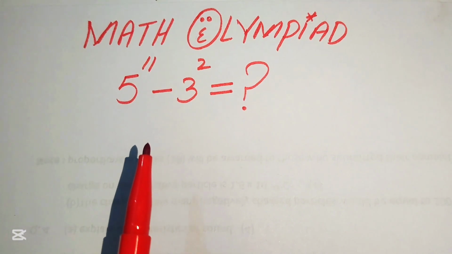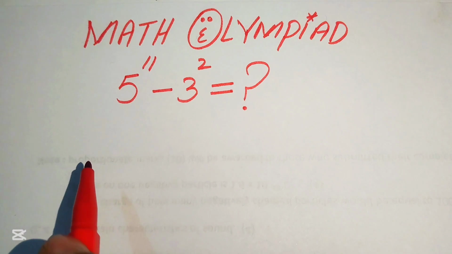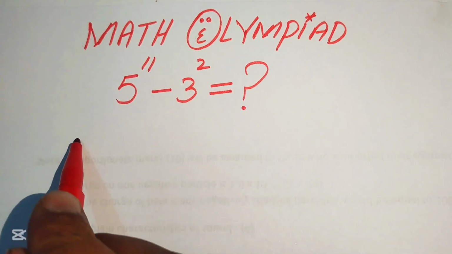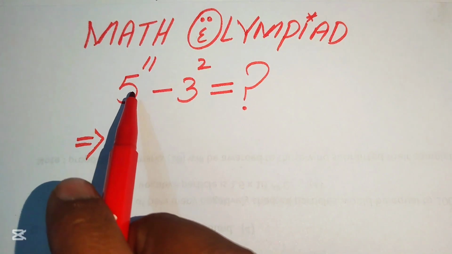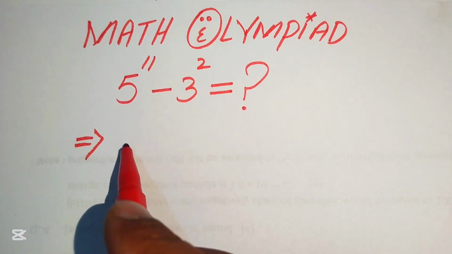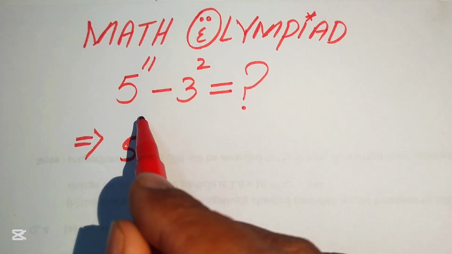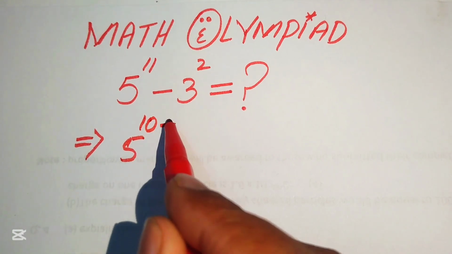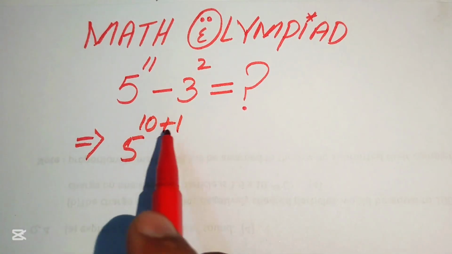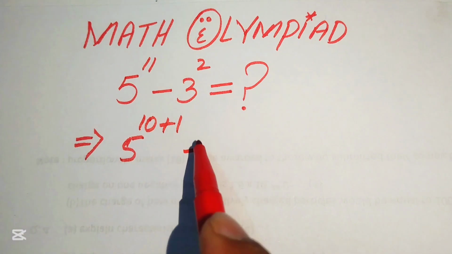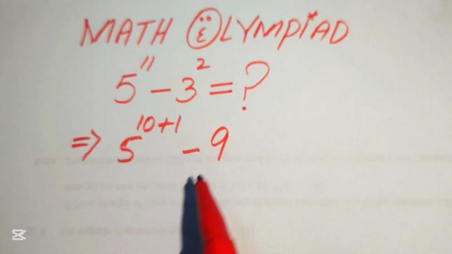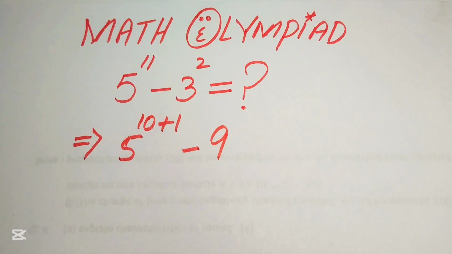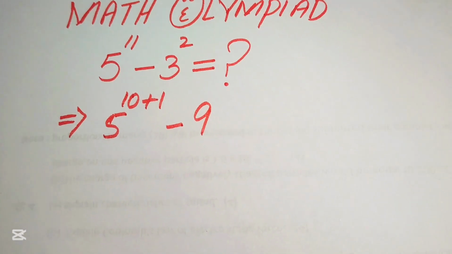Here I can show all of the working on the paper. The very first thing we are going to do is focus on the exponent of this term. You see the exponent of 5 is 11, and we write it as 5 to the power of 10 plus 1, minus this 3 square, and 3 square equals 9. Further we need to use the exponent law.